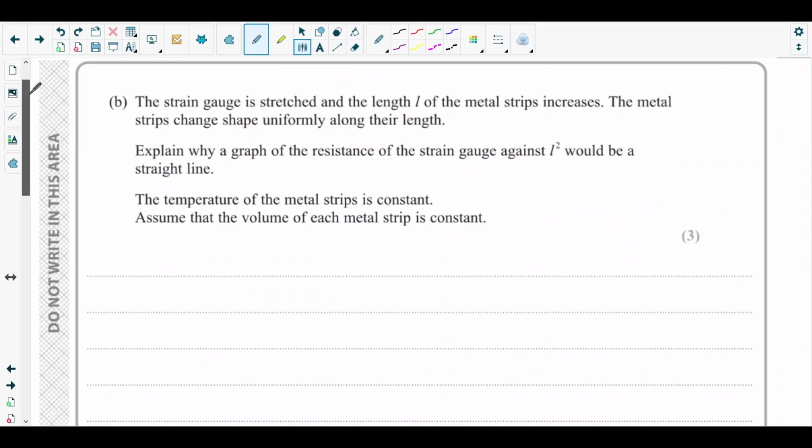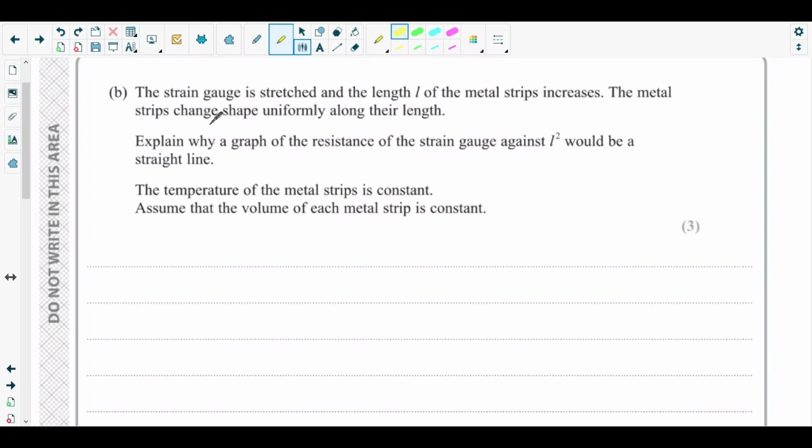In part B of question number 15, the question says the strain gauge is stretched and the length L of the metal strips increases. The metal strips change shape uniformly along their length. Explain why a graph of the resistance of the strain gauge against L squared would be a straight line. The temperature of the metal strips is constant. Assume that the volume of each metal strip is also constant.